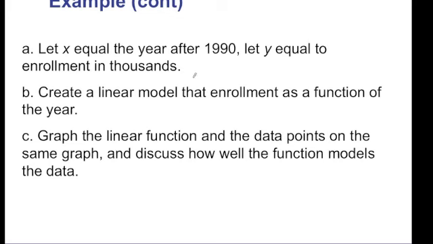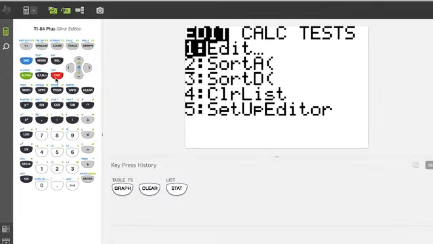Here's what we're going to do with this data. We're going to let x equal the years after 1990, so we subtract 1990, and y equals the enrollment in thousands as it's already written. We're going to create a linear model that has enrollment as a function of the year, graph that linear function and the data points on the same graph, and talk about how well the function models the data.